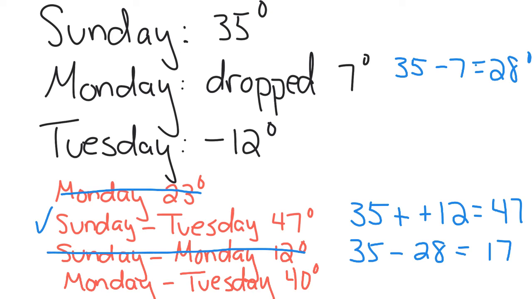And then Monday minus Tuesday is 28 minus a negative 12. These become positive. 28 plus 12 is 40, so that one works. So there's two that are correct.